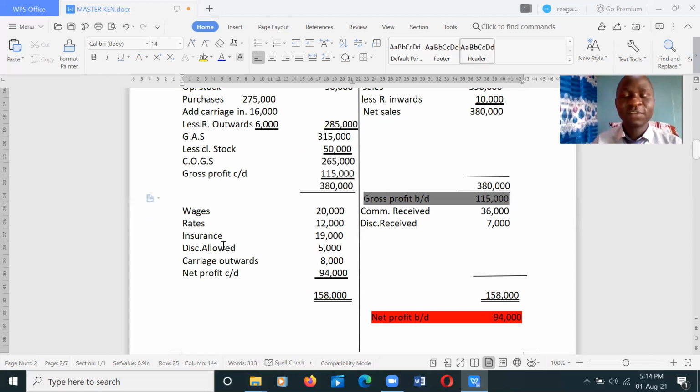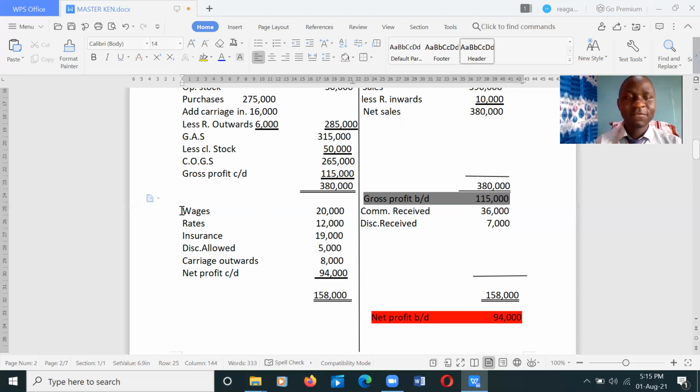Now after that, what we have simply prepared is what we call the trading account. The trading account ends by you obtaining either gross profit or gross loss. But in this case, we obtained gross profit, meaning that this business made a profit. Okay, now we move to what I'm beginning to prepare, which is the profit and loss account. So there's a possibility that we are going to get either a profit or a loss.